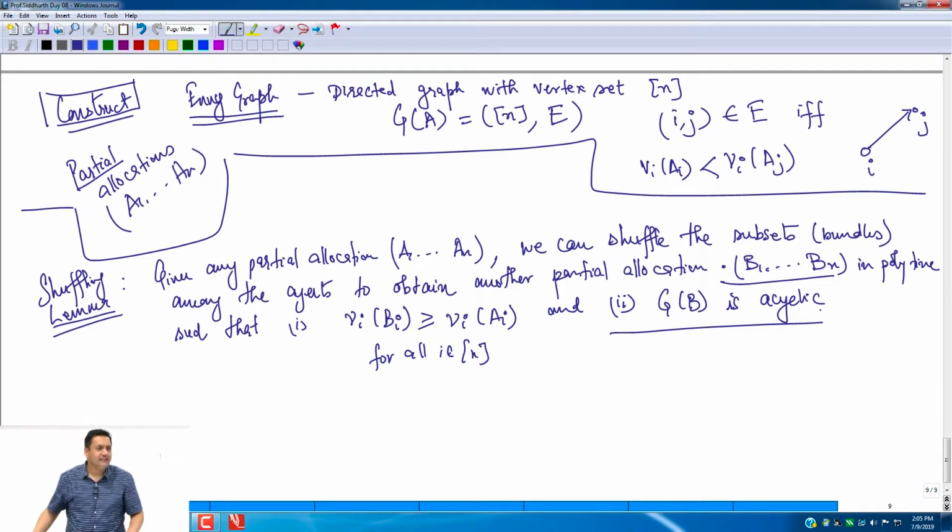Do I have to change anything to actually satisfy? I just keep A as is. Do I get this property? Forget G. If you look at the first part, if you ignore, I don't want to erase this, but let me erase this.